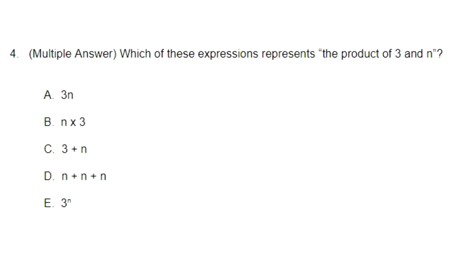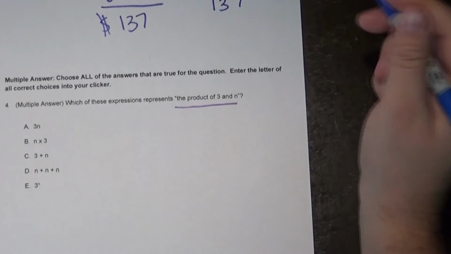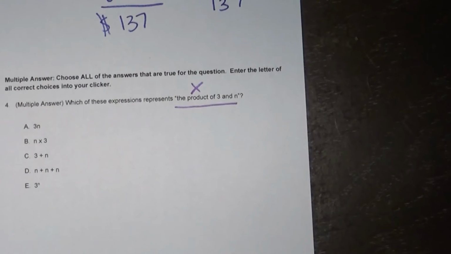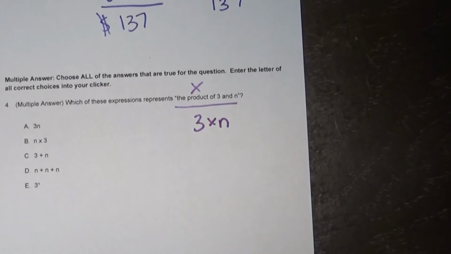Let's keep it rolling and take a look now at number 4. This is our multiple answer question, so we know there's going to be more than one correct answer. Number 4 says, which of these expressions represents the product of 3 and n? So I'm looking here at this statement, the product of 3 and n. I know product means multiply, so really I'm thinking to myself that it's going to be 3 times n.